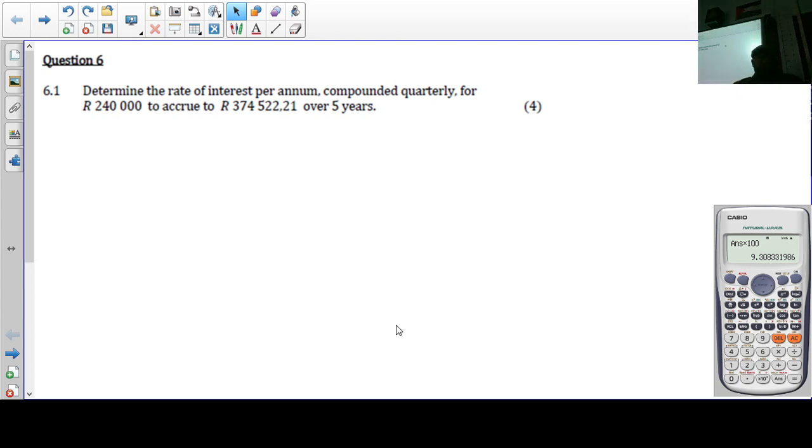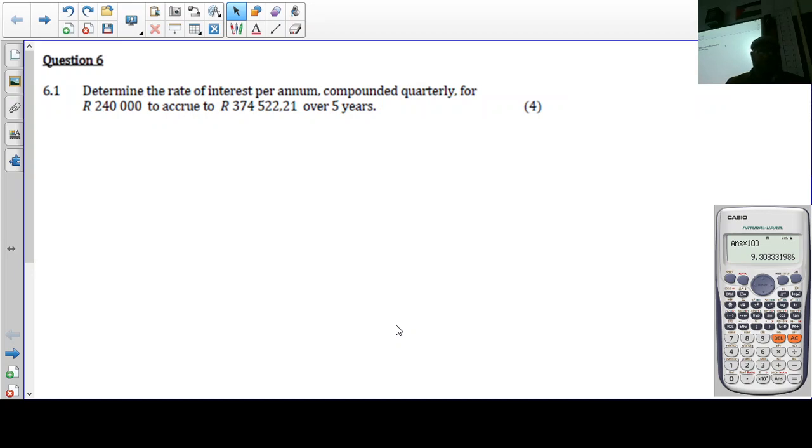Okay, good morning. So today we're looking at question 6 of the Metro Central District Common Paper of September 2021. We're looking at the finance question. The question says determine the rate of interest. So they want you to calculate R per annum.